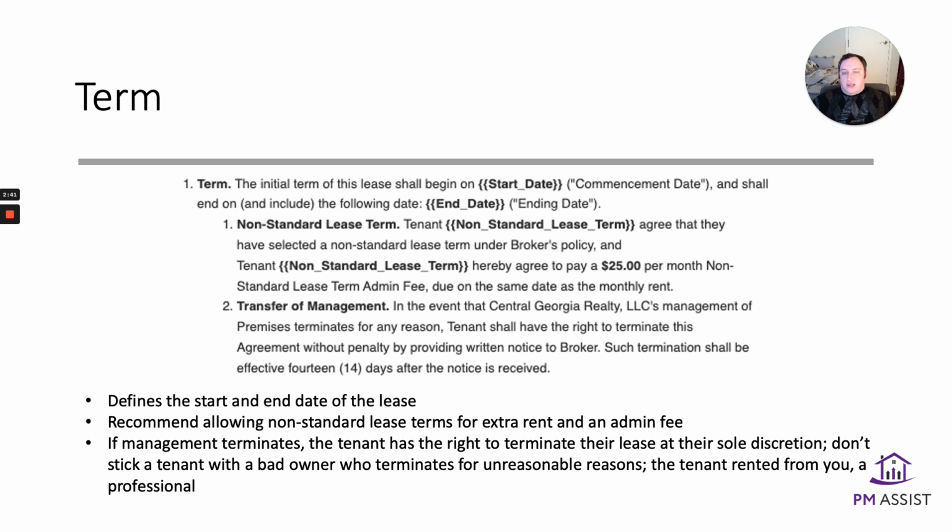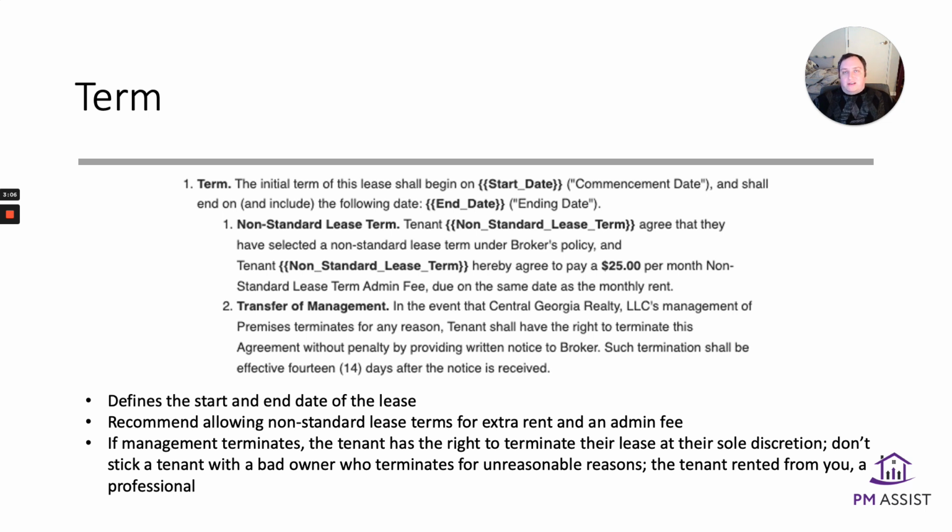So first you'll see here, obviously the term section. You wouldn't think there would be much unique in just the term, where the start and end dates of the lease are. But we do a few different things here. So first, we have a non-standard lease term option. Most tenants take our standard 12-month lease, but we give every tenant the option of choosing their own lease term. So like name your own price on Priceline, name your own lease term with our company.